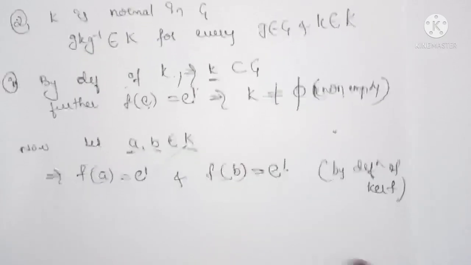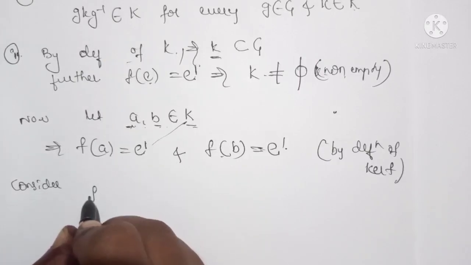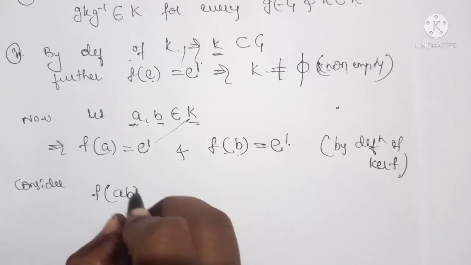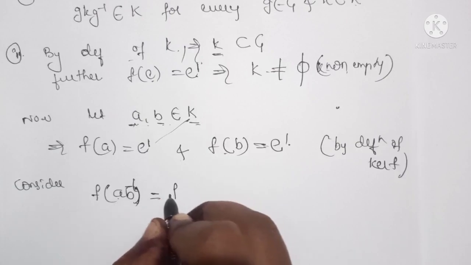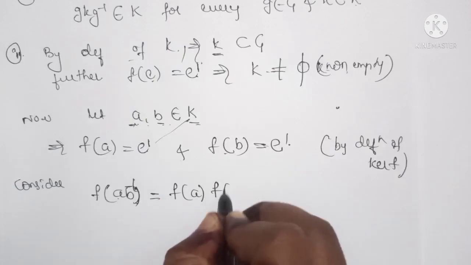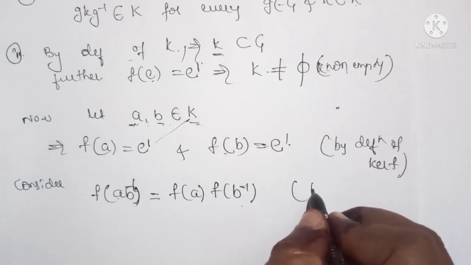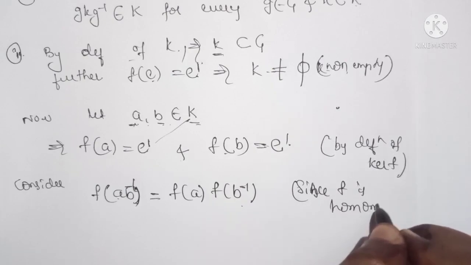Okay, so now consider f of a b inverse. It can be written as f of a into f of b inverse, since f is a homomorphism.